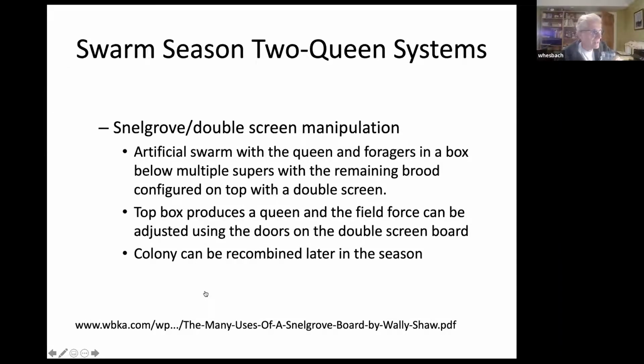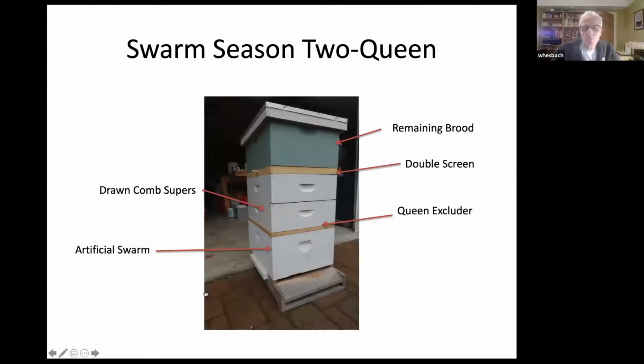And one, of course, is an artificial swarm. You can use this and just establish it. I'm just going back a little bit, how you can use this double screen board for a 2-queen system during swarm season. This is how you do it, the same way I had it. Artificial swarm, you put the remaining brood up on top, and you catch a really robust colony early spring. This is swarm management, right? You let them make their own queen in this case. So it's a walk-away split, if you will.